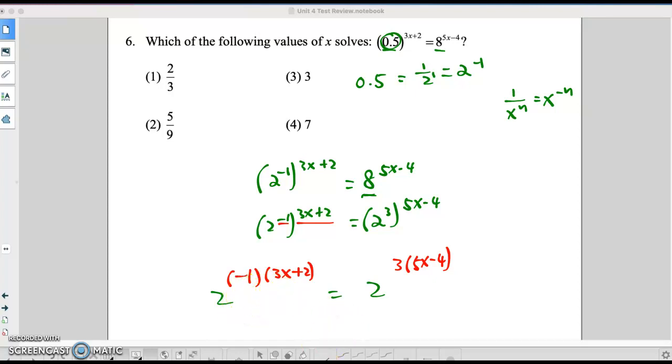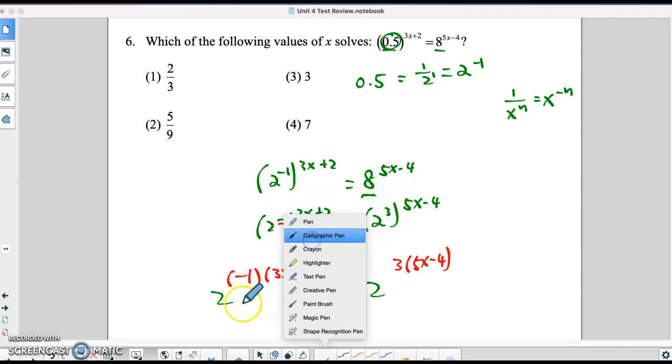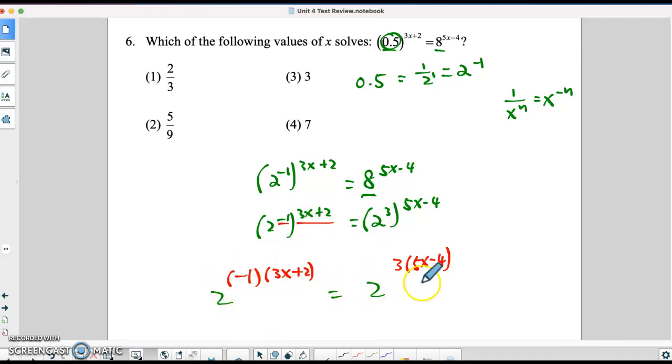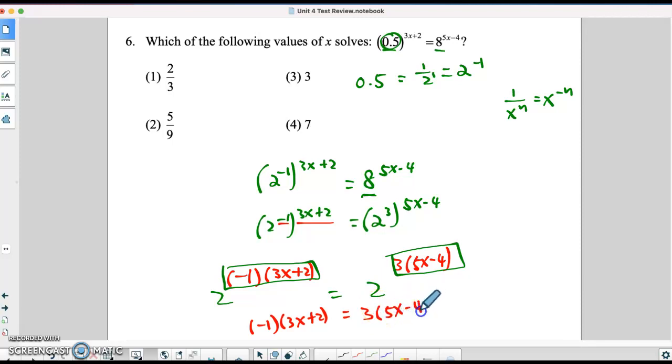Okay, now let's continue with question 6. Now we have this equation, guys. If you look at both sides, they do have the same base. If you want the equations to be balanced, that means your exponents, doesn't matter if it's a long or short expression or just a single number, single variable, they need to be the same. Okay, please remember that. That means -1 times 3x plus 2 needs to be equivalent to 3 times 5x minus 4.